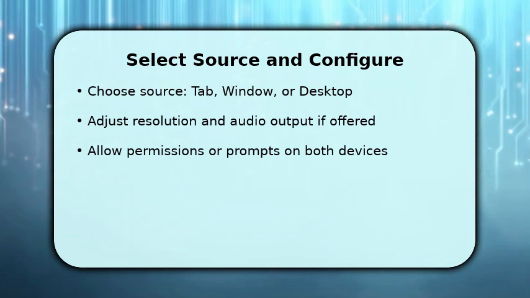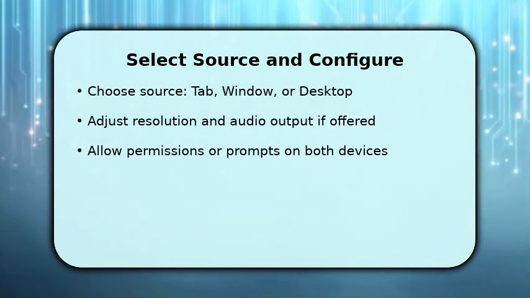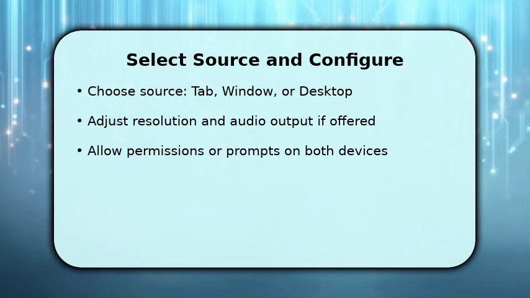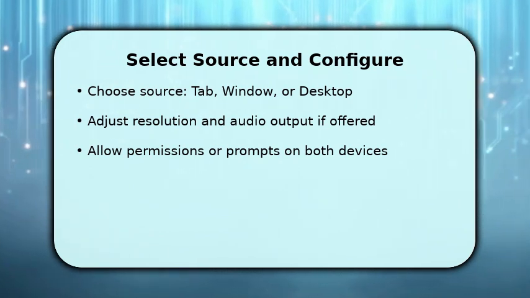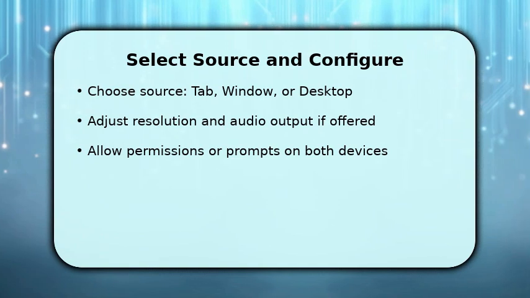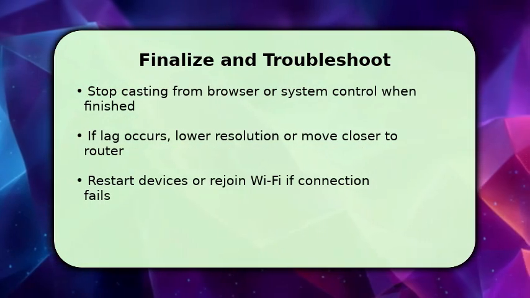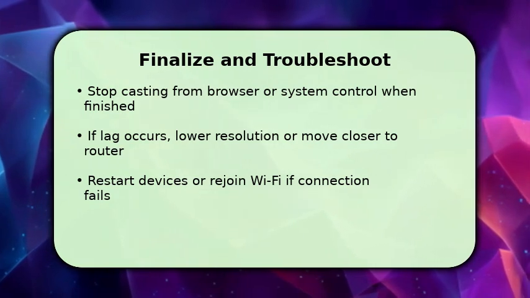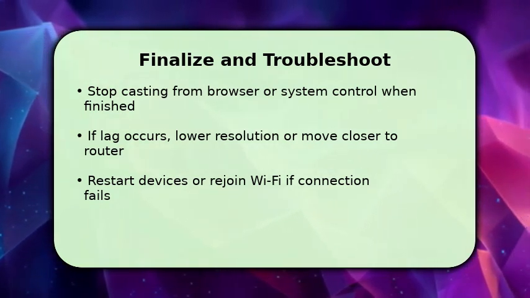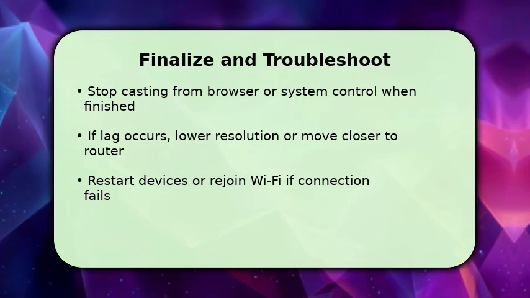Make sure to accept permission prompts on the receiver and laptop. If a PIN appears, enter it. After selecting and confirming, the stream negotiates quality and begins displaying on the cast screen. You finish by verifying smooth video and audio. If everything looks good, keep using the cast or stop it from the same menu you started with.